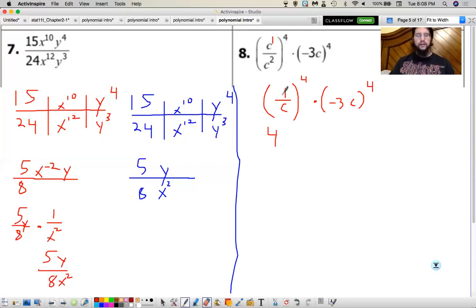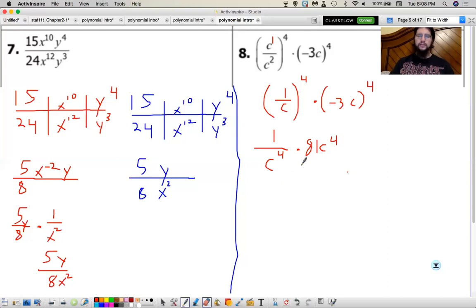1 to the 4th power, it's 1 times 1 times 1 times 1. It's 1 still. So 1 to the 4th power is 1 over c to the 4th power times -3 to the 4th power. Well, use a calculator if you need to. That's 9 times 9 is 81. Yeah, use a calculator. C to the 4th is C to the 4th.